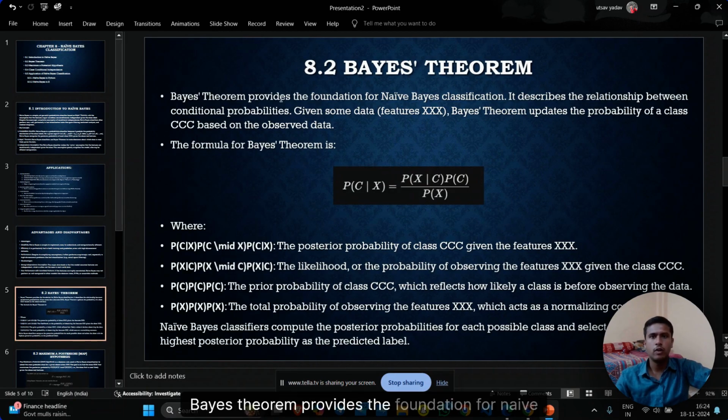Now we have to understand the most important part of Naïve Bayes classification, which is Bayes theorem. Bayes theorem provides the foundation for Naïve Bayes classification. It describes the relationship between conditional probabilities. Given some data, feature X, Bayes theorem updates the probability of a class C based on the observed data.